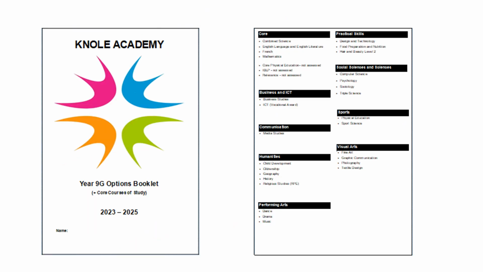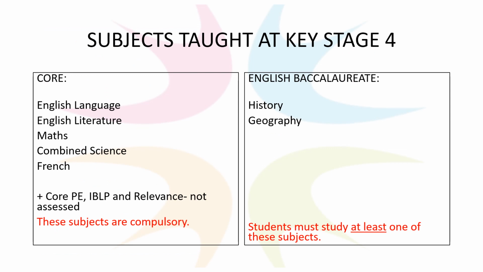So today you will have received your options booklet. It looks like this in school. It's also available on the website in this section. So there's the front page, and these are all the subjects that we teach at Key Stage 4. So let's have a look at some of these subjects in more detail.